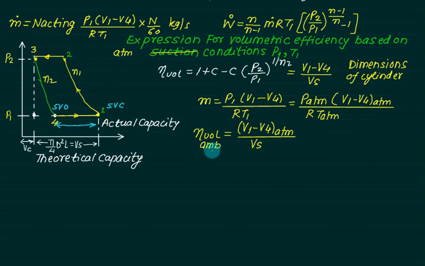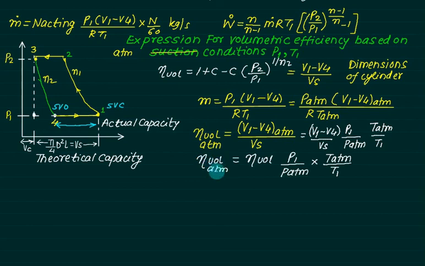So if we replace V1 minus V4 atmospheric from these two equations, your R is cancelled. V1 minus V4 is the same as our original V1 minus V4. This value is P1, and P atmospheric will come here in the denominator. This one is T1 and this one is T atmospheric, so T atmospheric comes in the numerator and T1 below, and this whole thing is divided by Vs. So the definition used for eta vol atmospheric is eta vol into P1 upon P atmospheric into T atmospheric upon T1.